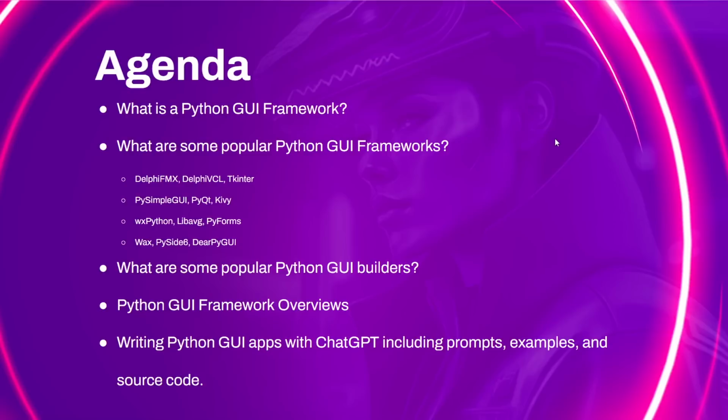On our agenda today, we have what is a Python GUI framework, what are some popular Python GUI frameworks, including Delphi FMX, DelphiVCL, Tkinter, PySimpleGUI, PyQt, Kivy, wxPython, libavg, PyForms, Wax, PySide, and Dear PyGUI. What are some popular GUI builders that are out there, visual builders, and then we're going to do some overviews of Python GUI frameworks, and finally we're going to try to write a Python GUI app in each of the frameworks that we listed above using ChatGPT, and we'll have prompts, examples, and source code.